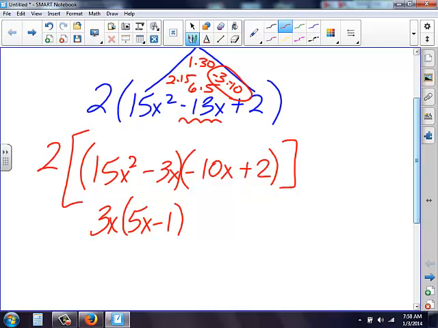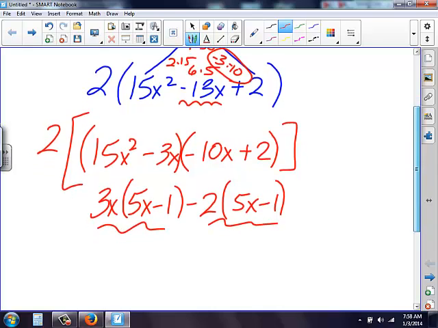I want a 5x minus 1 here, so I need to change these signs. So I know I need to pull out a negative. Then I look at my 10x and my 2. I can pull out a 2 also. Therefore, I'm also going to be left with 5x minus 1. That was my goal. Now they both have 5x minus 1s.